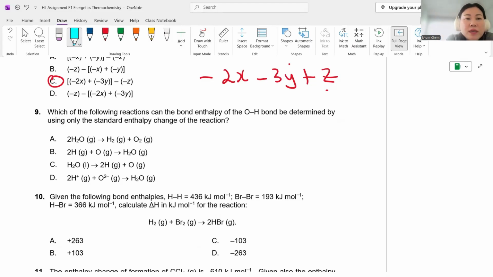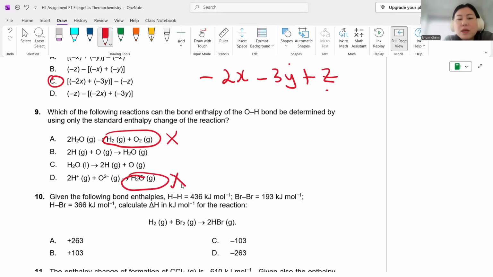So A over here, although it seems like one bond is breaking, there are also bonds forming because we are seeing some H2 and O2. So wrong. Those that have bond forming are wrong. For this one, not really because of bond forming, but because I break them into atoms, then I reconstitute them. So it involves both bond breaking and bond forming processes, so it cannot accurately find out just the bond breaking aspect or the bond of the OH aspect.